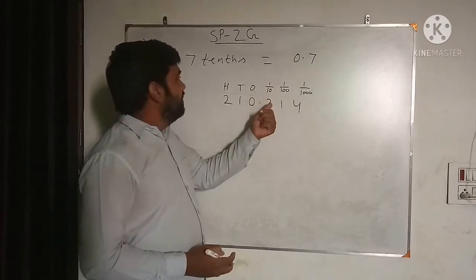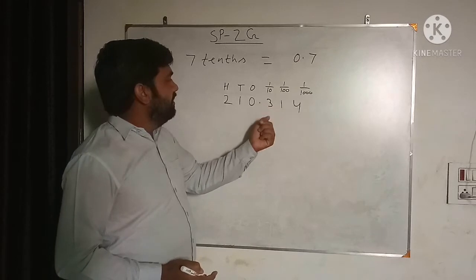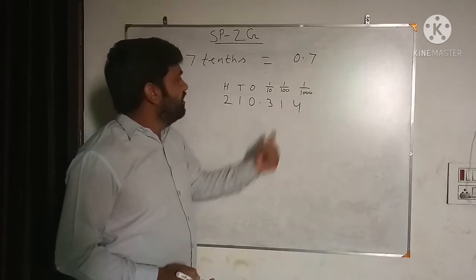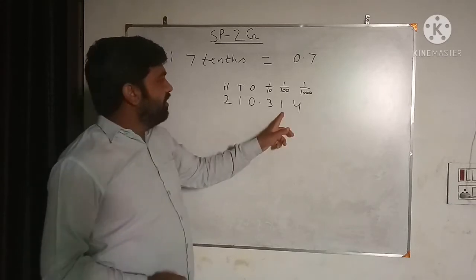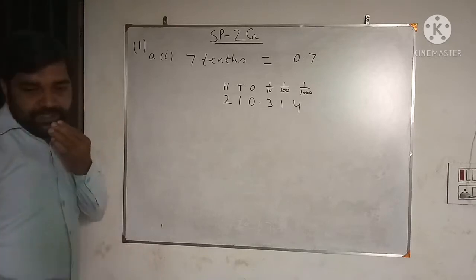See here, this is 3. This is 3 tenth means 0.3. This is 31 hundredth means 0.31. So 1 is at the place of hundredth, that is 0.01. Okay, like this we have to write.